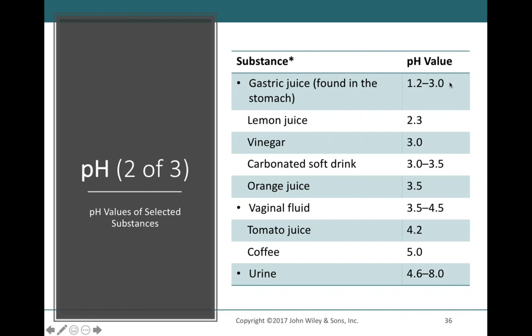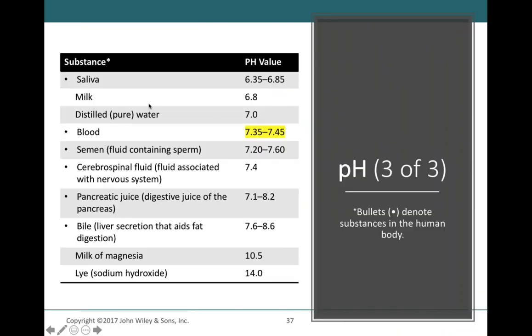Gastric juice needs to be acidic. This is essentially the stomach acid that's found within the stomach. Gastric juice needs to be acidic because it's going to be breaking down and denaturing different proteins and other compounds. There's a lot of body substances here that we can see, but the one I want to mention is blood.